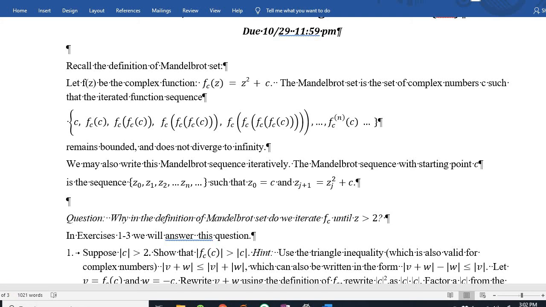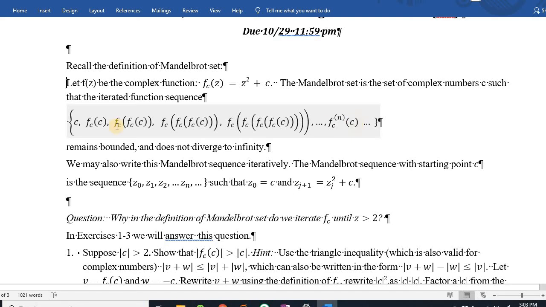All right, let me talk through this assignment briefly. This first section here, where it says, recall the definition of the Mandelbrot set. This is the definition we've been using, starting with this function z squared plus c. First you take the value c, then you apply the function to c, then you apply the function to that value, and so on down the line. This fcn represents n applications of f to the value c.